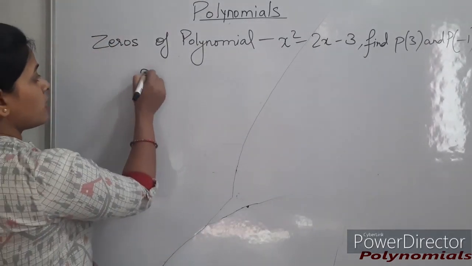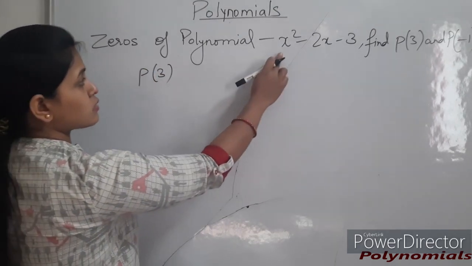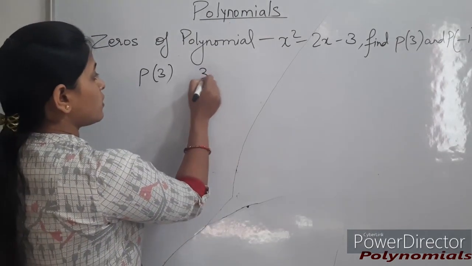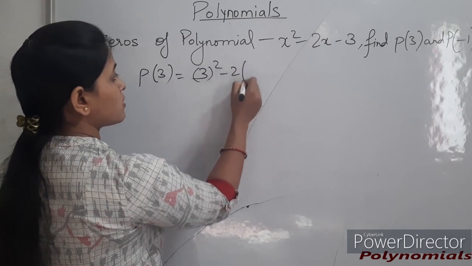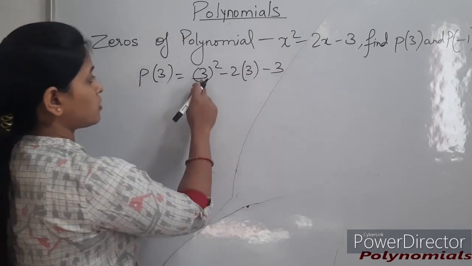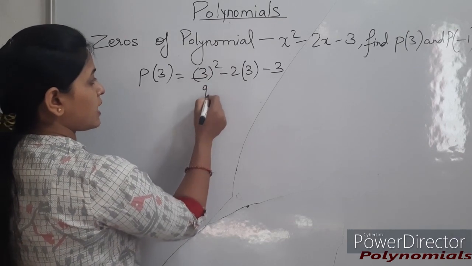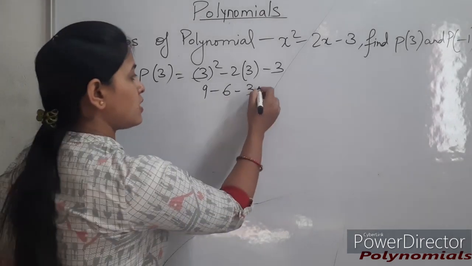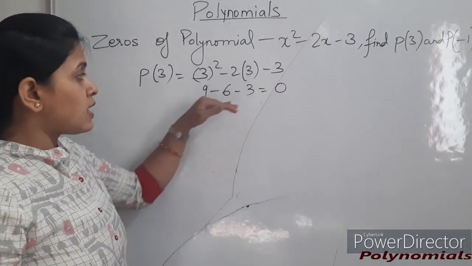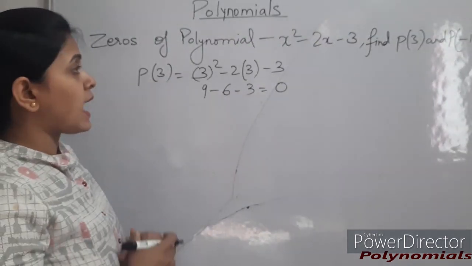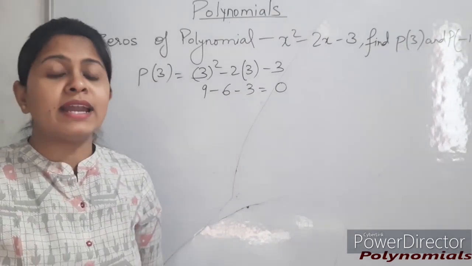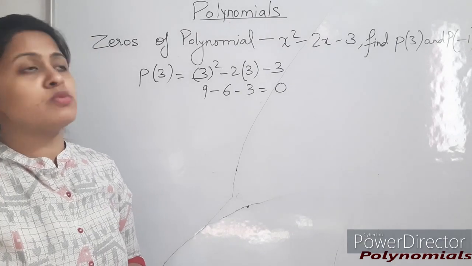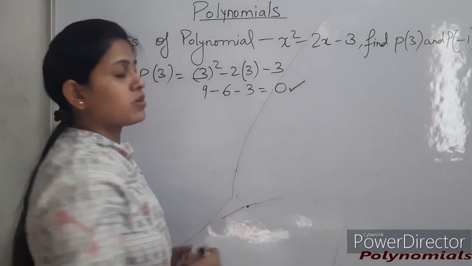So starting from p(3), the equation is x square minus 2x minus 3. In the place of x we have to put 3, which equals 3 square minus 2 times 3 minus 3. 3 square is 9, minus 3 into 2 is 6, 9 minus 6 is 3, 3 minus 3 is 0. It is equal to 0. So the RHS is equal to 0. That means p(3) is verified as a zero of the polynomial x square minus 2x minus 3. So the first one is verified.